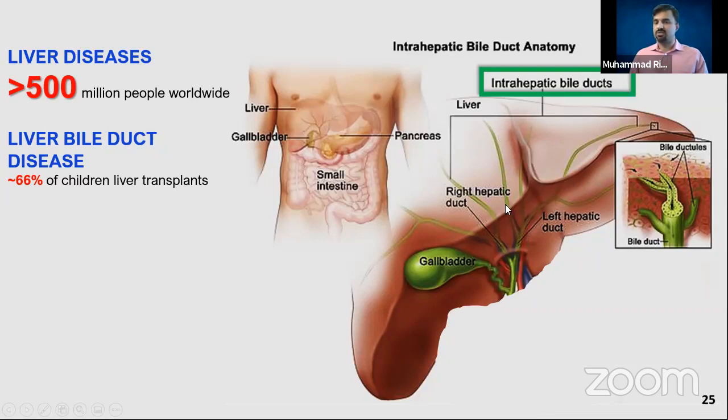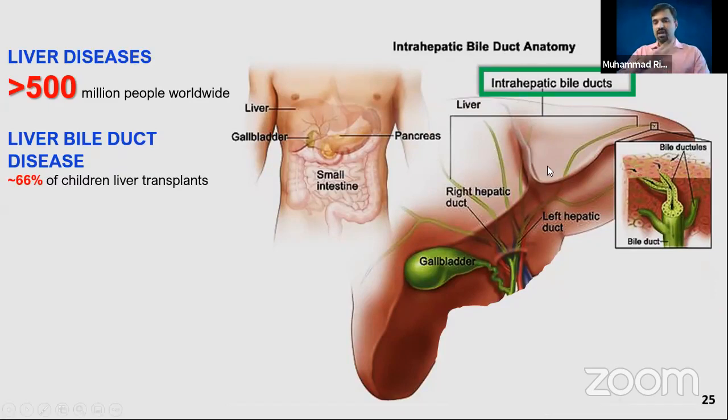These bile ducts, as you can see in the inset here, collect the bile, which is produced by the liver, and then transport that bile. Basically, they are like highways to collect all these bile acids and transport them to the gallbladder. And they have a very important role. For example, 66% of the juvenile liver transplants in children are caused by diseases which target these bile ducts.